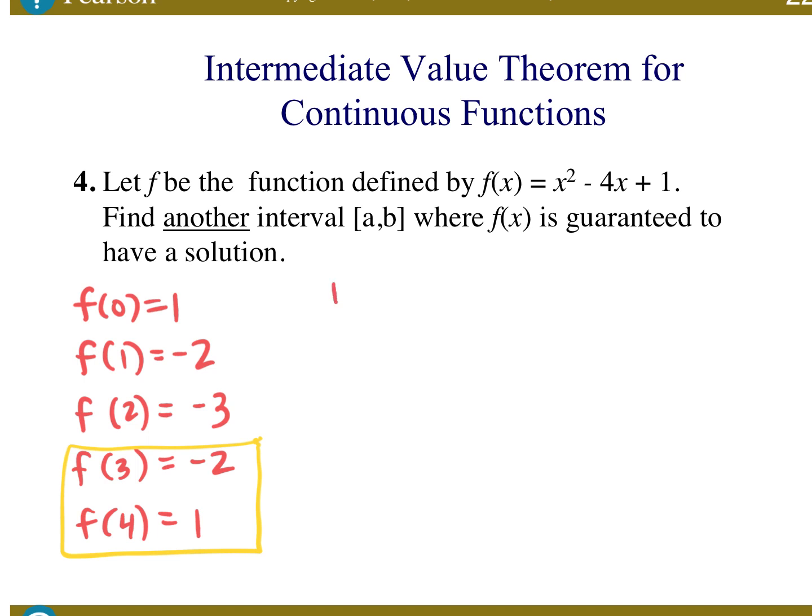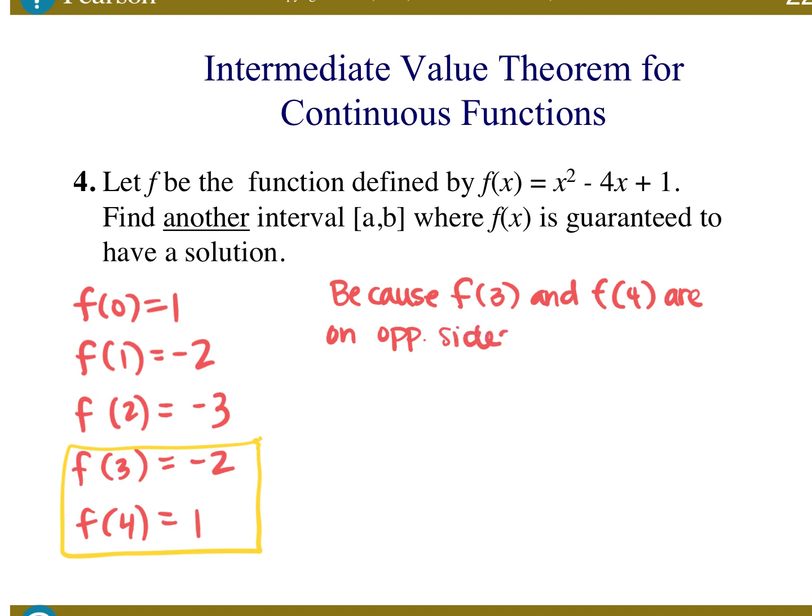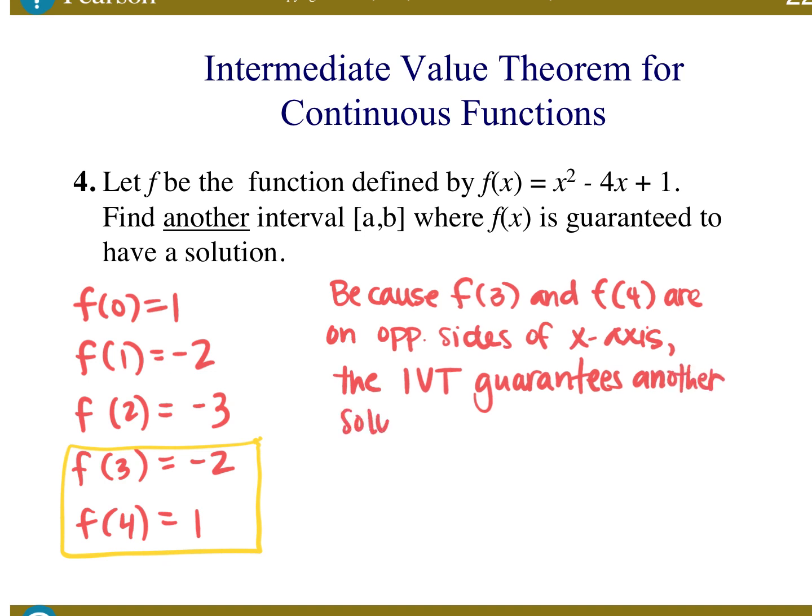So because f of 3 and f of 4 are on opposite sides of the x-axis, and because we're already a function and we're continuous, the IVT guarantees a solution, another solution, between 3 and 4.